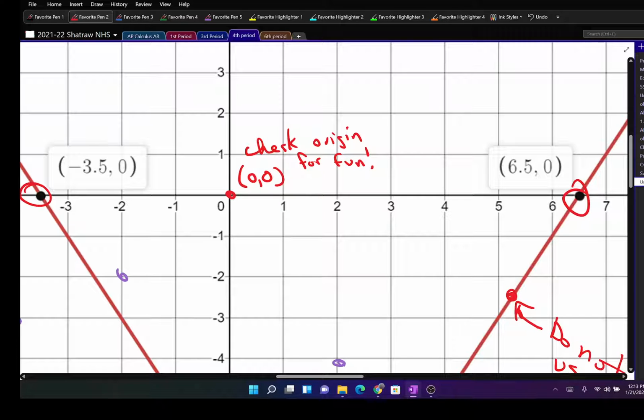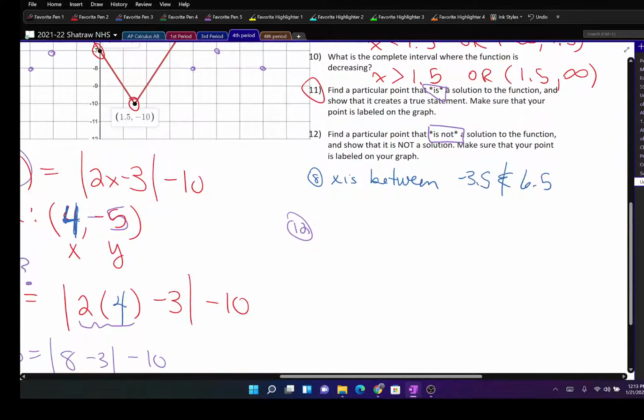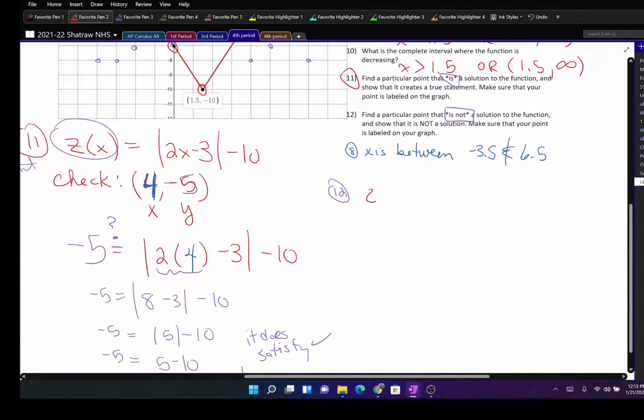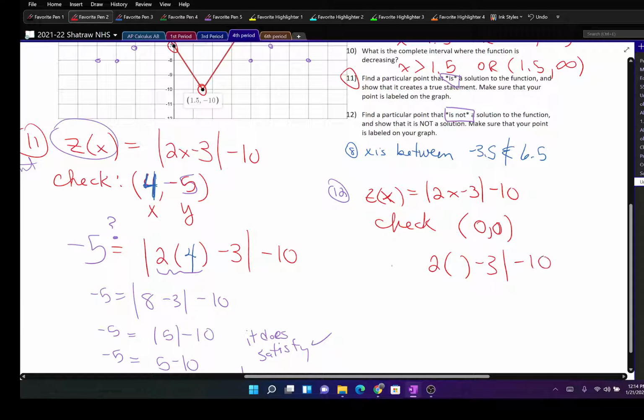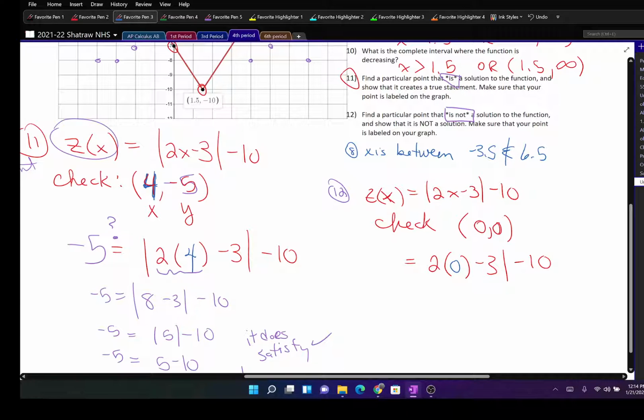Because I like plugging in (0, 0) anytime I can. All right. So now I'm going to go down here. And again, I'm going to write down my equation. It's f of x equals 2x minus 3 with the minus 10 on the outside of the absolute value. And then I'm going to check that, and I say that I have (0, 0). I'm going to have my 2, my x, my minus 3, my minus 10. That's equal to, ready? I think I put blue was 0, and purple is also 0.